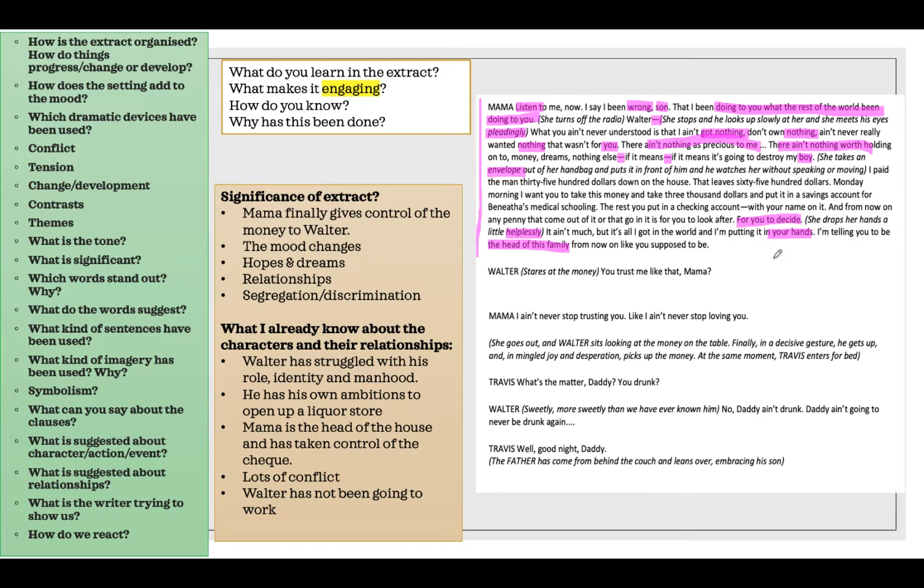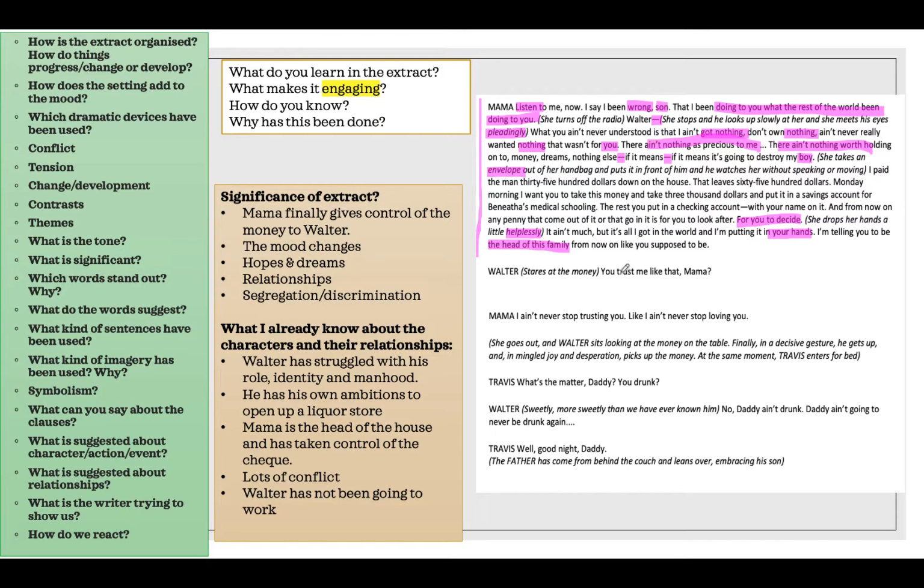So here we see a turning point where she's relinquishing the power that she has, and she's delivering that power to Walter, which is something that we know that he's struggled with. So as we've already said, Danny, he has struggled with his role within the family. The fact that his identity is linked to his manhood and to masculinity, and to be head of the family is something that he really does want.